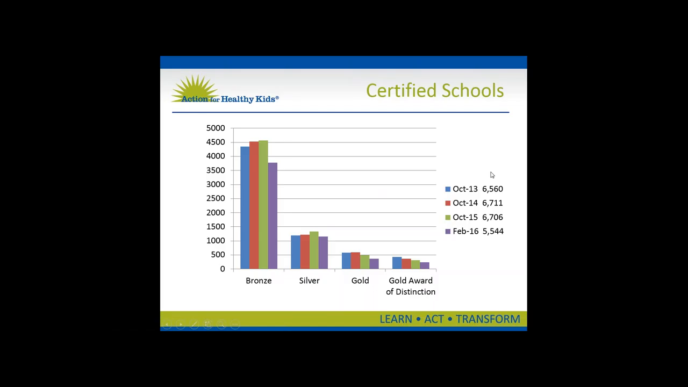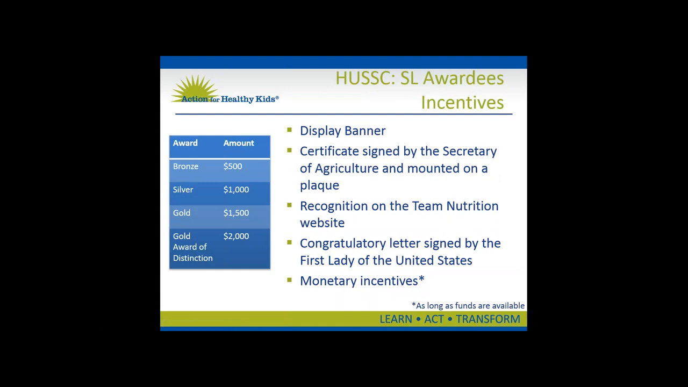As I mentioned, schools receive monetary incentives for applying for this initiative, but let's talk through some of the other perks that awardees receive. Schools recognized as HealthierUS School Challenge awardees receive a display banner. They receive a certificate signed by the Secretary of Agriculture that is mounted in a protective plaque. They also receive national recognition on the Team Nutrition website and a congratulatory letter or card signed by First Lady Michelle Obama.